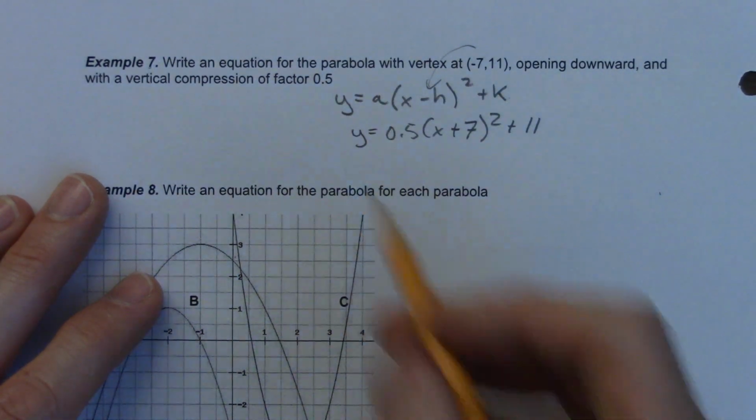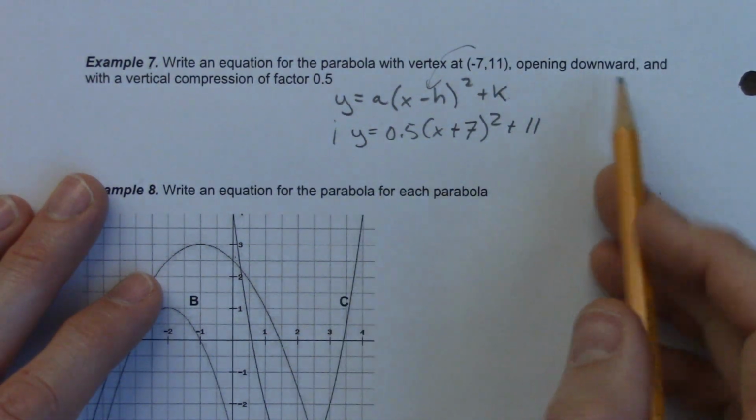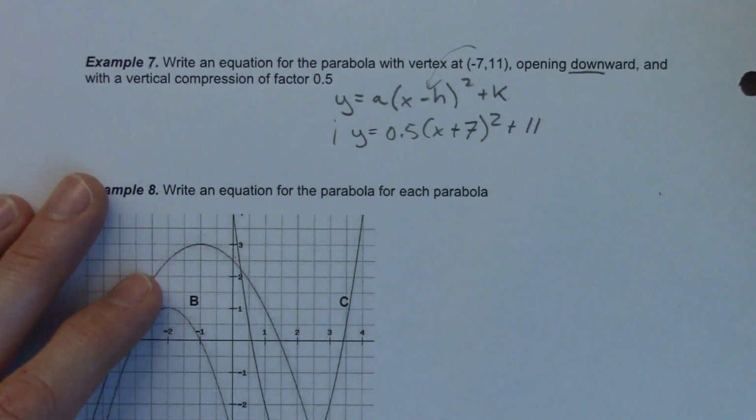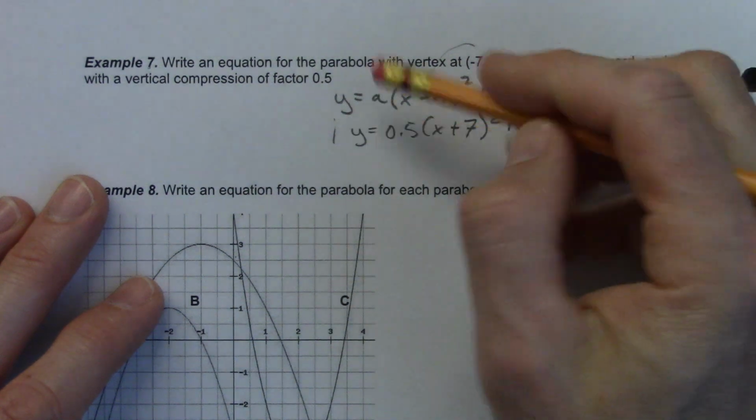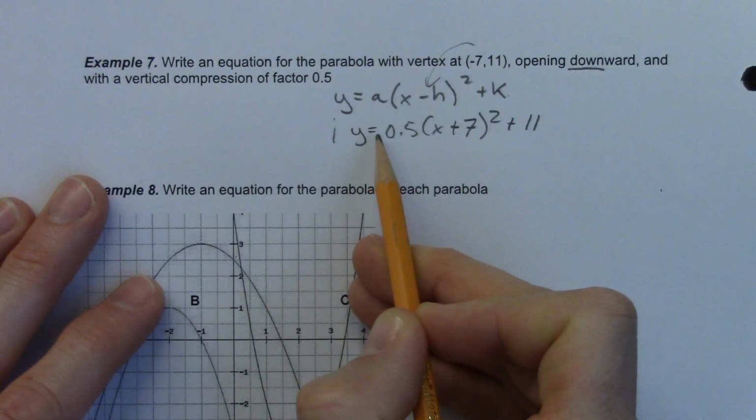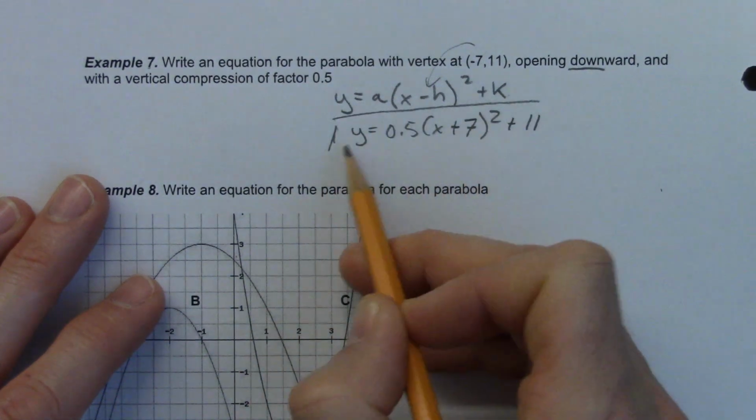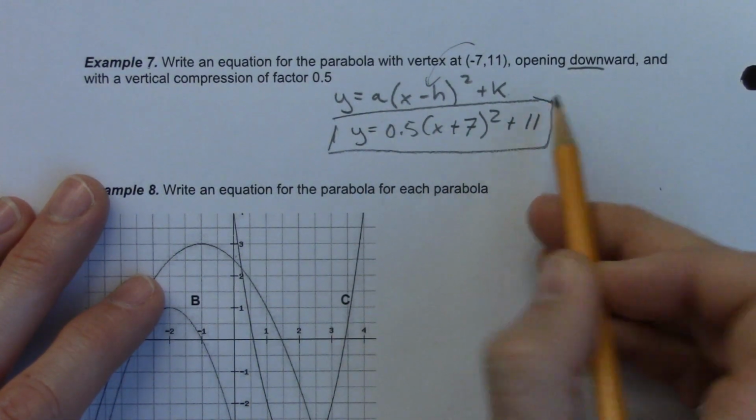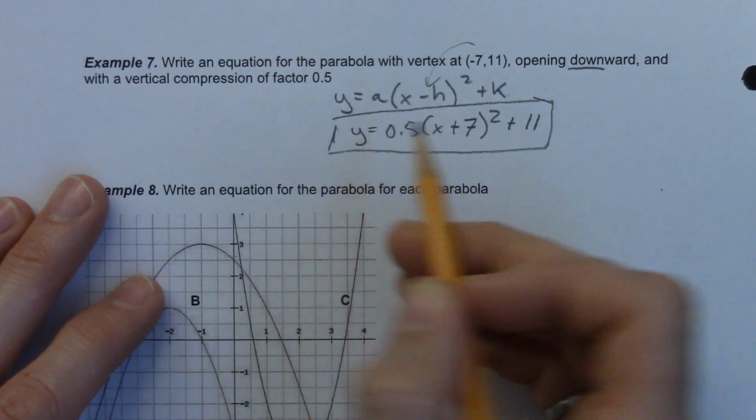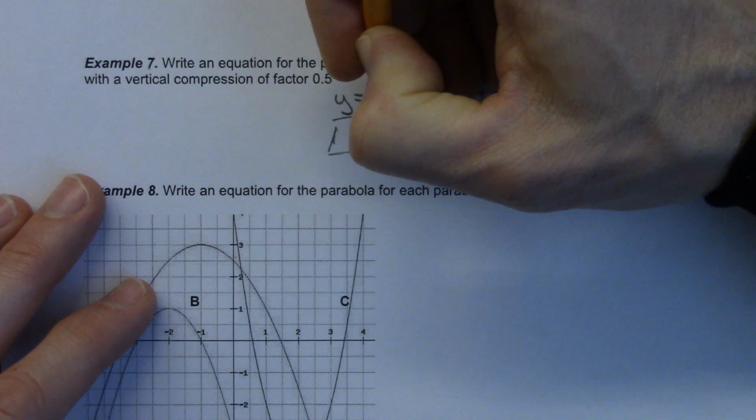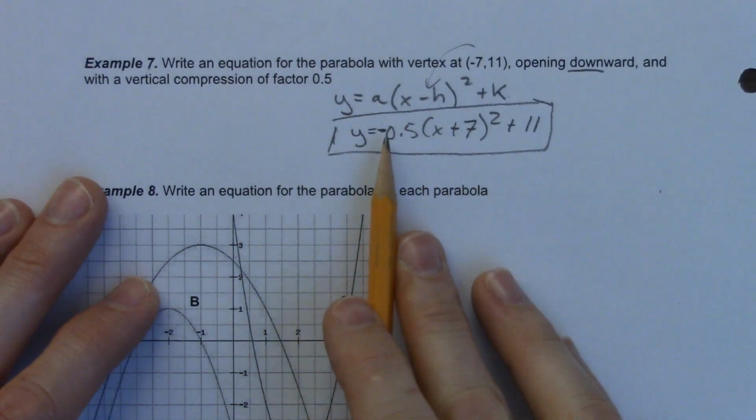Okay, there's our formula. Oh, and it opens down, so what do I have to do? What do I got to do to A if it opens down? What do I got to put in front of A if it opens down? Josiah, what do I got to put here? You don't remember? Negative. Right? When it opens down, it's negative. Okay?